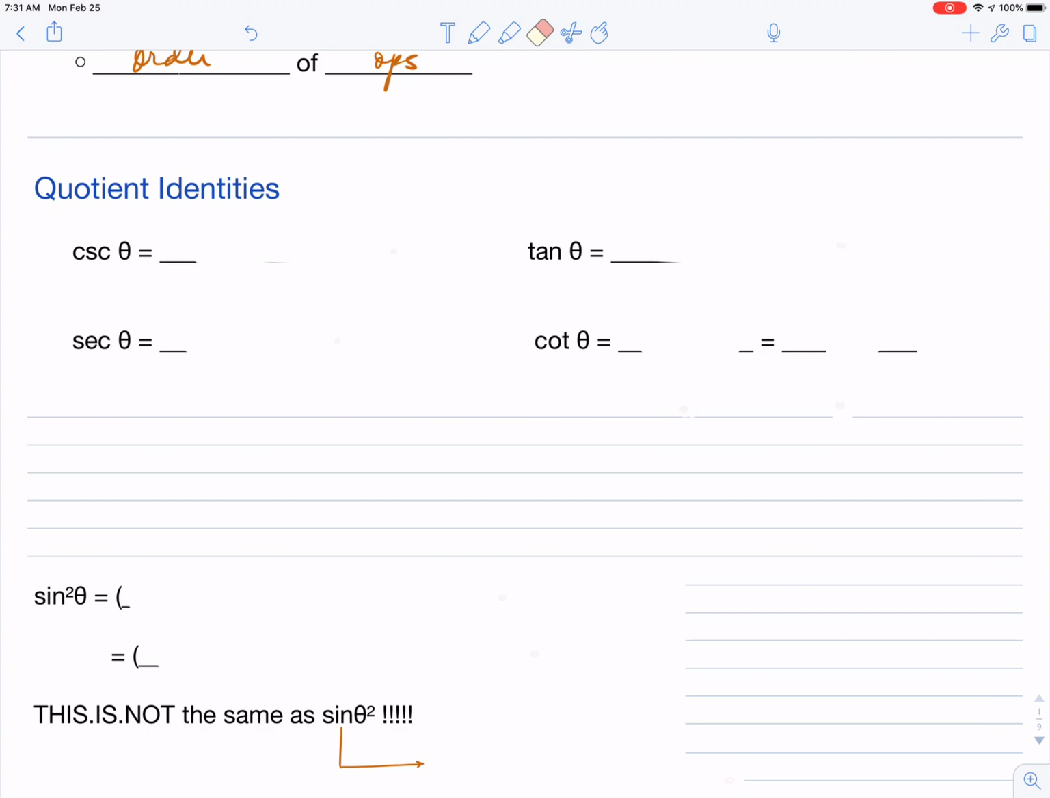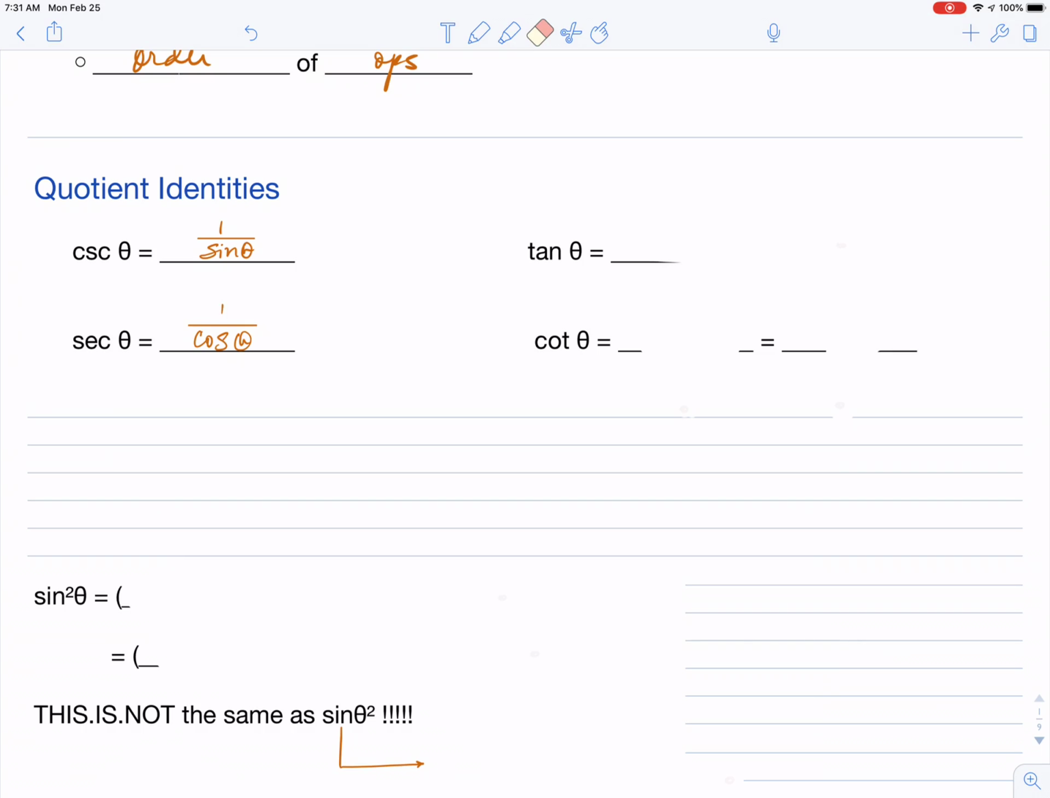These identities you have already seen as well in the last chapter. We know that cosecant of theta is going to be equal to 1 divided by the sine of theta. These are called quotient identities. I think that's probably obvious because we're using quotients here. Secant of theta is going to be 1 divided by cosine of theta.